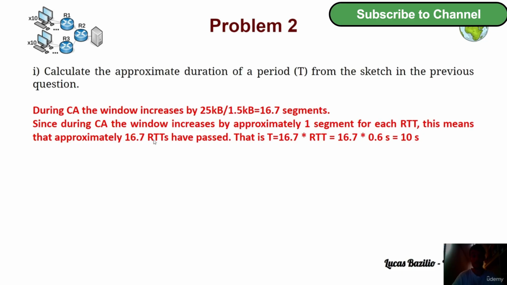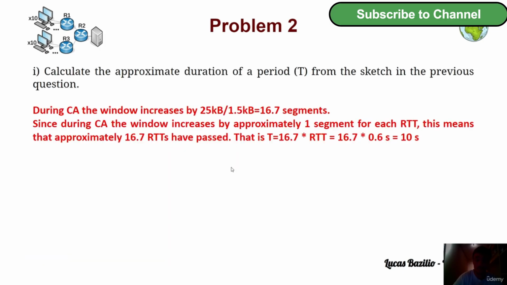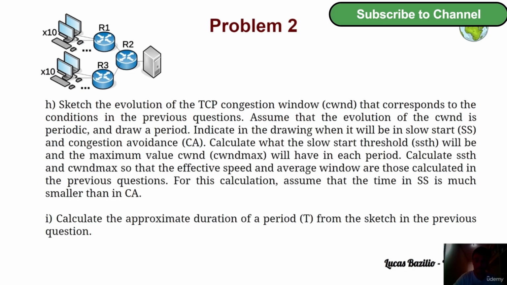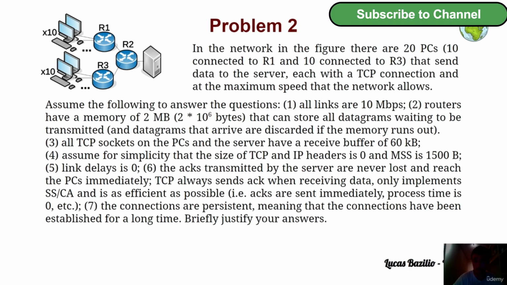So, if the period is 16.7 round trip times, we only need to multiply 16.7 by the value of the round trip time, which is 0.6. And this gives us the value of 10. So the period on this sketch of the evolution of the congestion window is, as we can see here, 10 seconds. And this is the solution to question I of this problem. Very well, so with this last question, we finish the solution to this problem too.